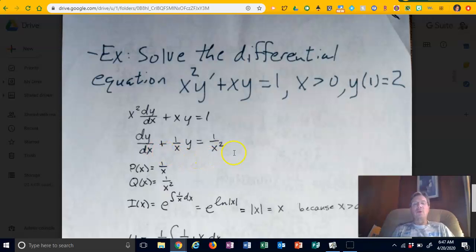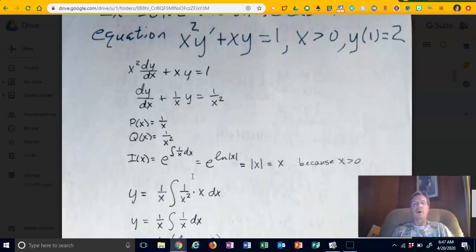All right. So now when we have it in this form, we can identify p of x, which is 1 over x, q of x, which is 1 over x squared, and then we form our integrating factor. So I of x is equal to e to the integral of 1 over x dx. And 1 over x, again, is what p of x is. All right? So I of x is equal to e to the integral of p of x dx. And we just replace p of x with 1 over x.